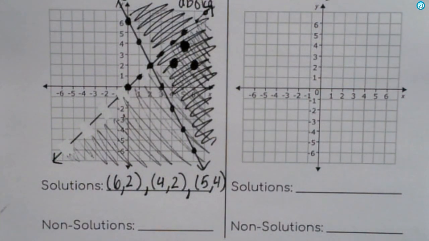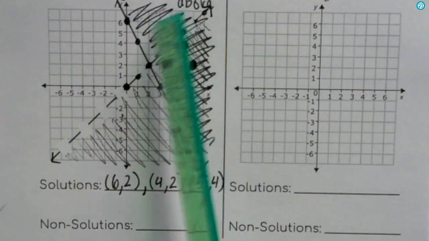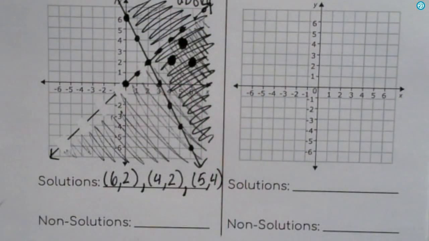Everyone will have different answers on those. In fact, it will be very suspicious if you have the same answers, because we are looking for 3 points in the double shaded area and 3 points in the non-shaded area. Points that are not solutions are anything anywhere else. Technically, the points in the single shaded area are not solutions.